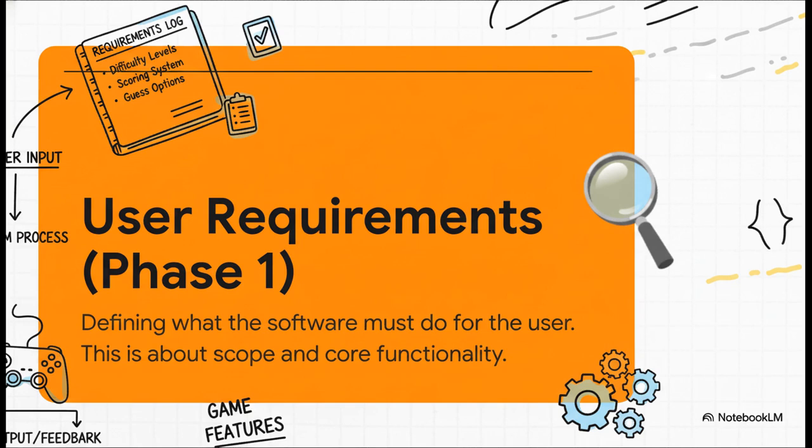Your assessment notification actually makes this super easy. It literally lists minimum game features, things like difficulty levels, a scoring system, guess options. So your job is to open up your logbook, write a heading, user requirements, and just list them out. Doing this proves you actually understand the scope of the project.